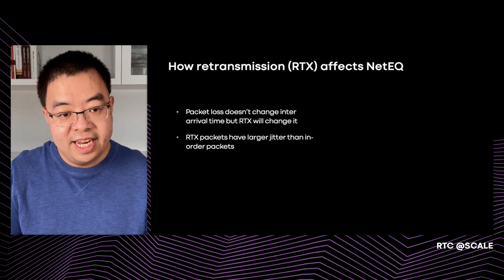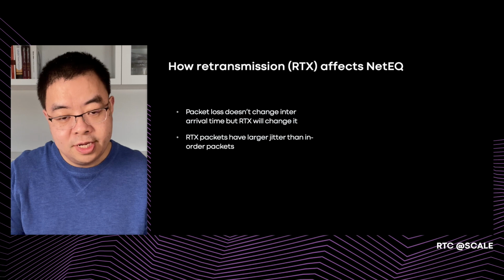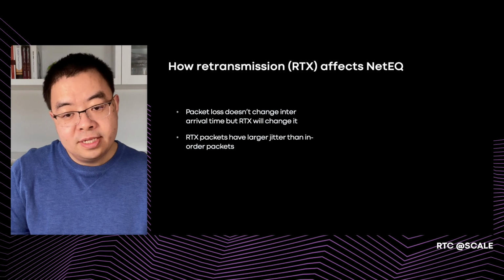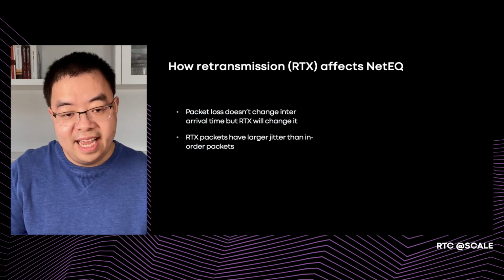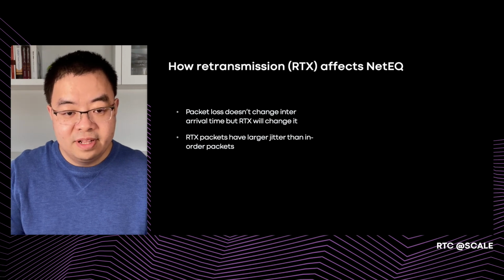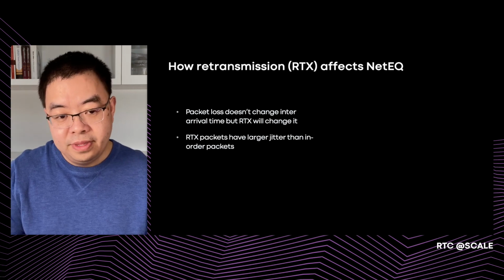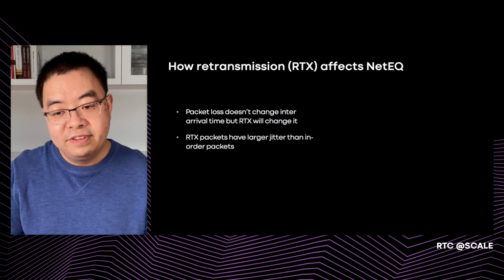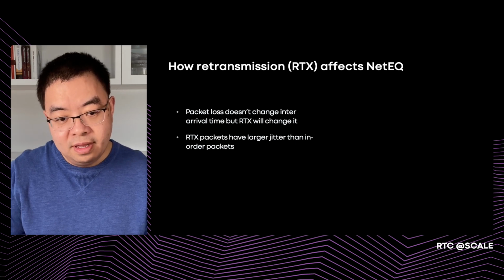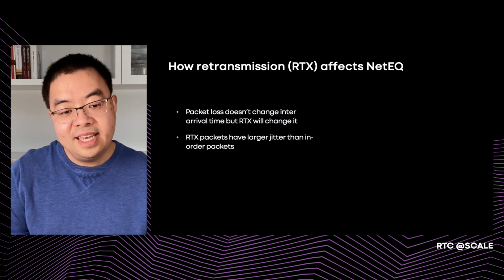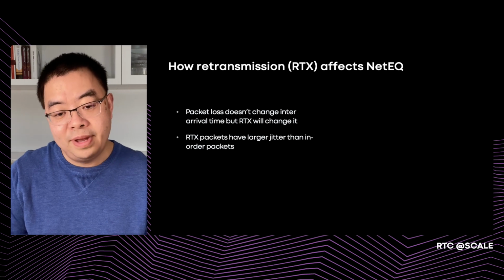With the basic understanding of NetEQ, now let's look at how retransmission, or RTX, affects the end-to-end latency. As we just mentioned, the network jitter is defined as the difference between the actual packet arrival time and the expected packet arrival time. So this means the packet loss itself doesn't change the inter-arrival time, but the resulting retransmission will change it, because we have a constant expected arrival time, but the actual arrival time will be longer with RTX. Therefore, RTX packets normally have larger jitter than in-order packets.